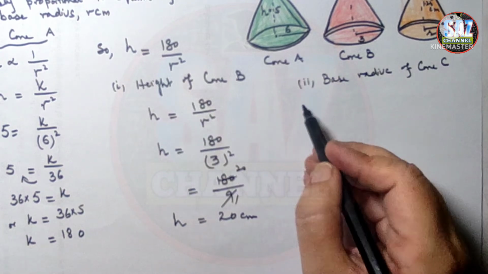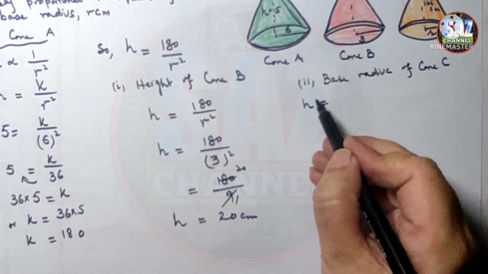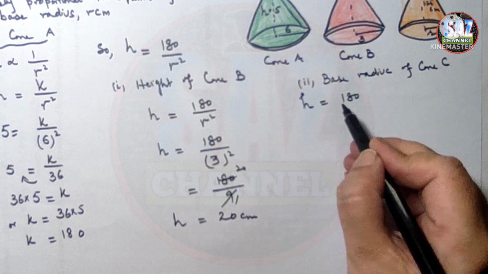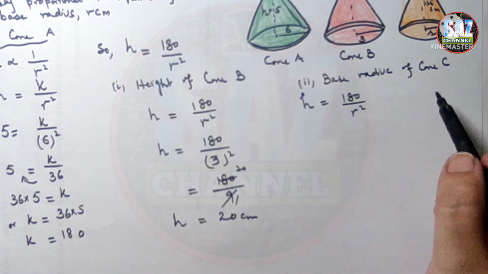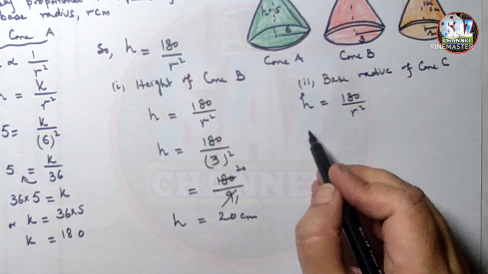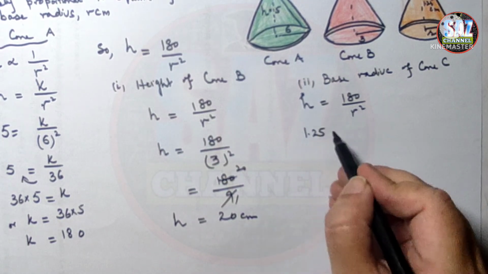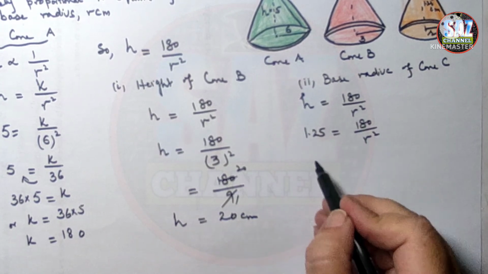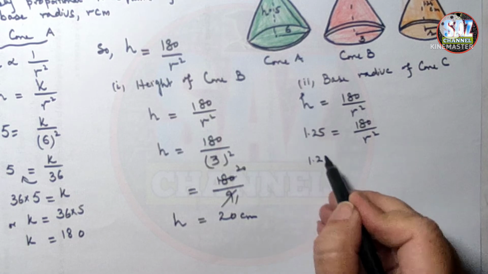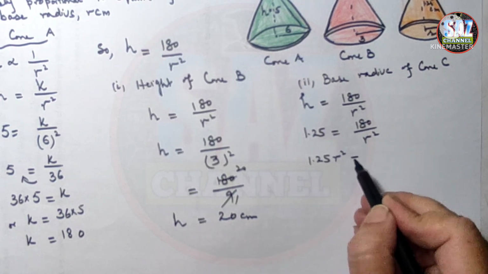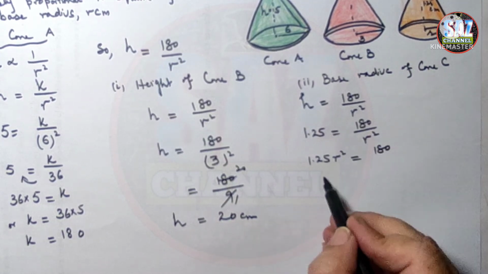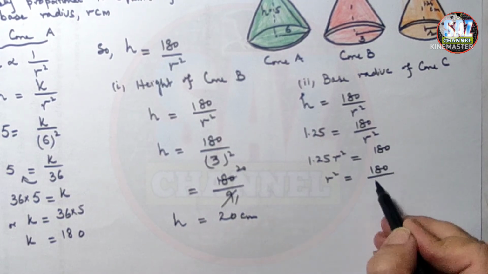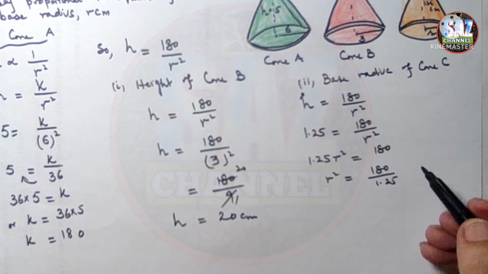Again, the relationship is that h equals 180 upon r square. The height of cone C is 1.25, so 1.25 equals 180 upon r square. Go for cross multiplication: 1.25 r square equals 180, or r square equals 180 divided by 1.25.